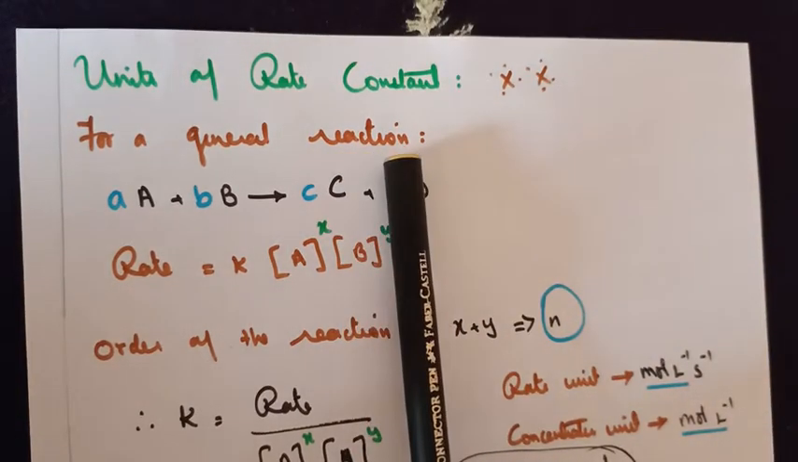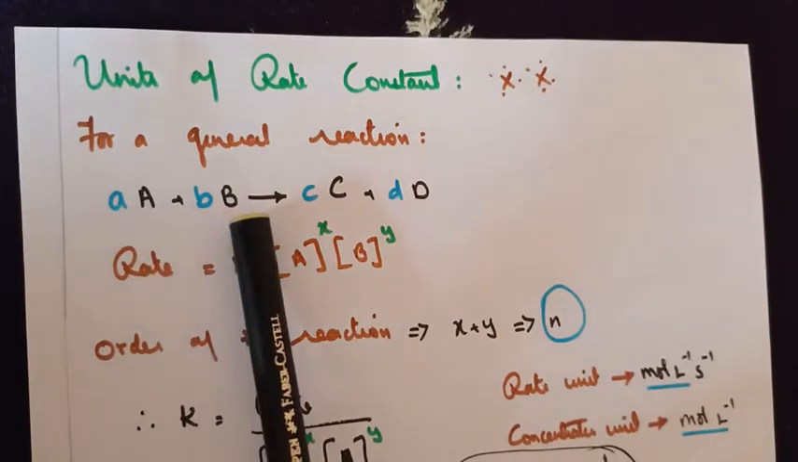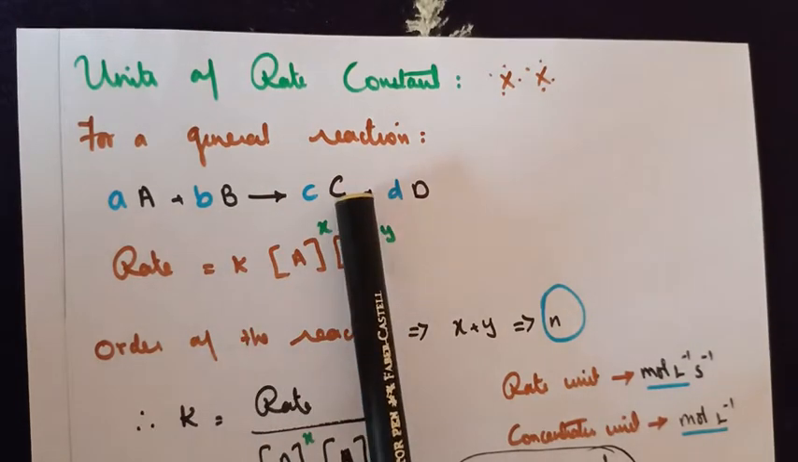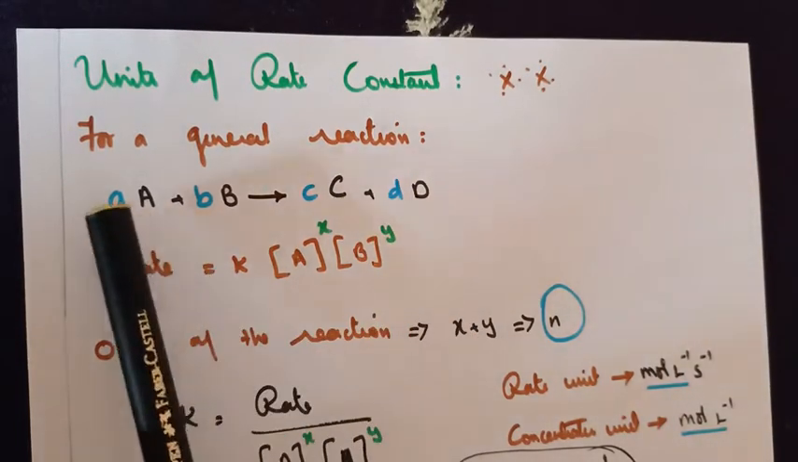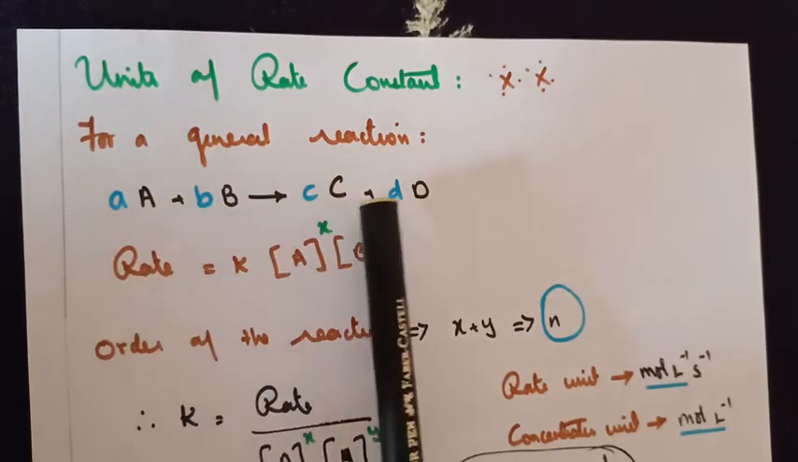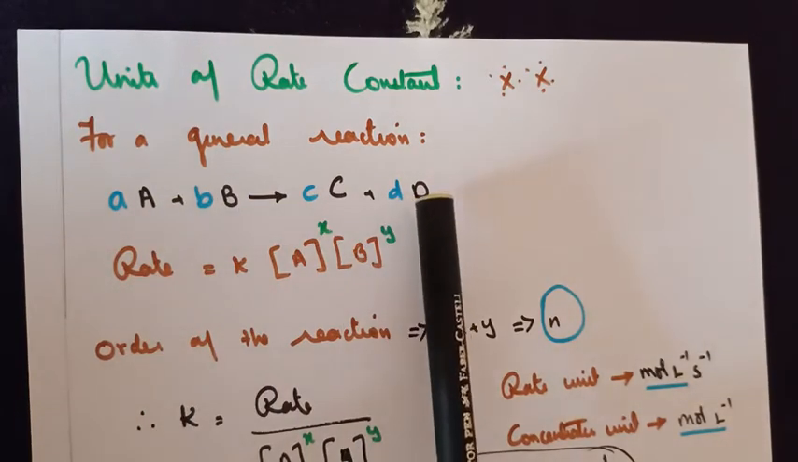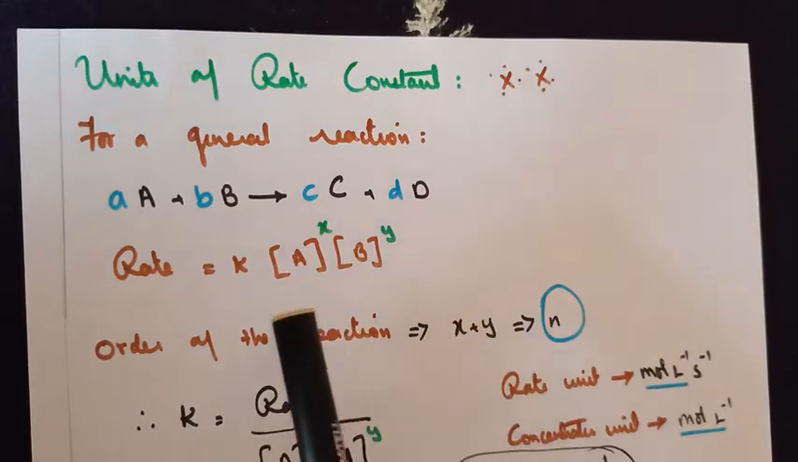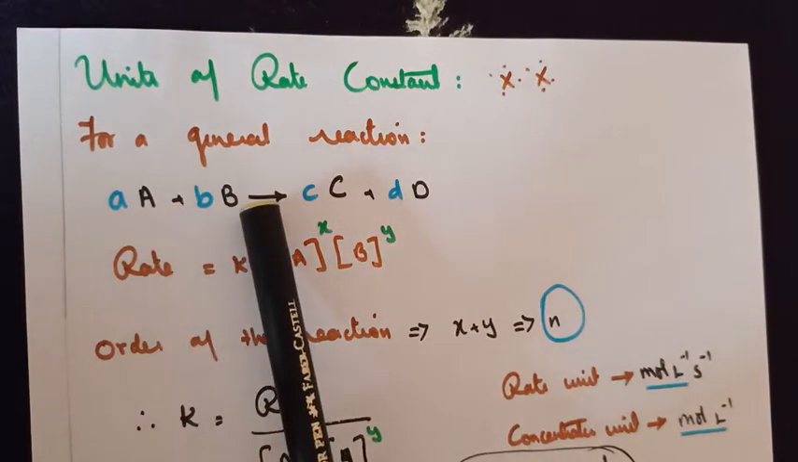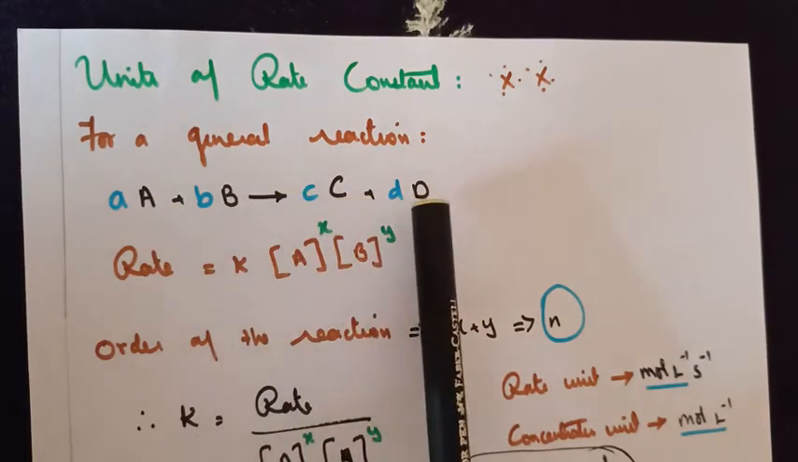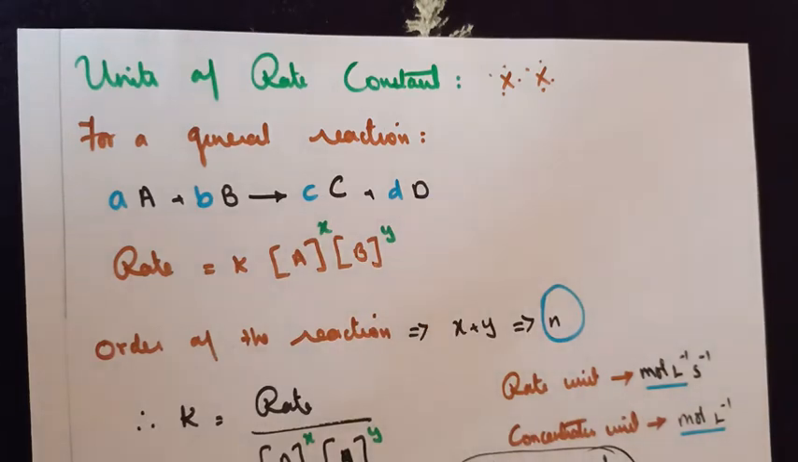Consider a general reaction where A and B combine together to form the products C and D. Small letters a, b, c and d stand for the stoichiometric ratio. You know it very well. Capital A and B stand for the reactants, and C and D stand for the products here.